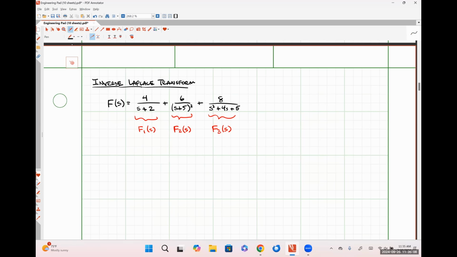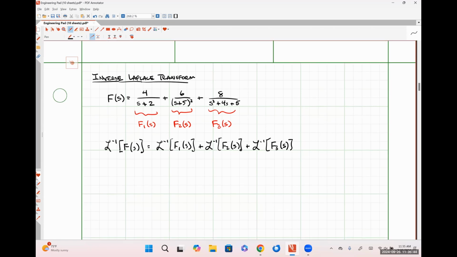So the inverse Laplace transform of F of s, according to the linearity property of the Laplace transform, should just be the inverse Laplace transform of F1 of s, plus the inverse Laplace transform of F2 of s, plus the inverse Laplace transform of F3 of s.